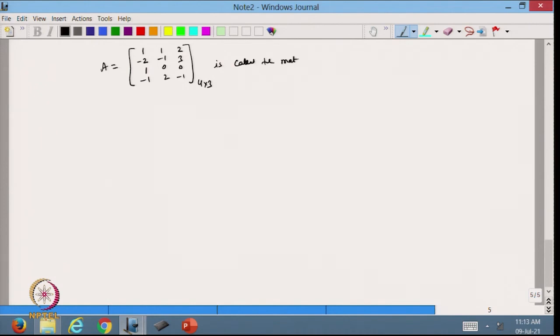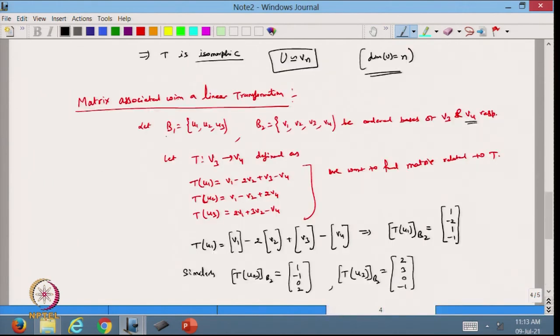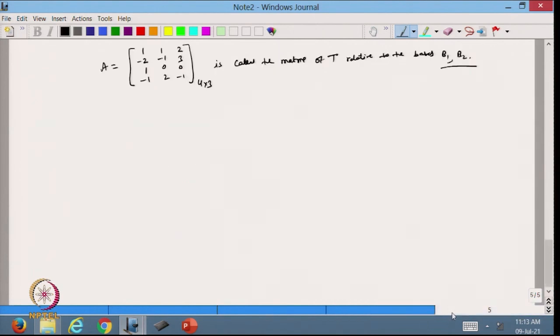So this matrix is called the matrix of linear transformation T relative to the basis B1, B2, because here we are taking the basis B1 and B2, and we are taking ordered bases. Why are we taking ordered bases? Because we are using the corresponding coordinate vector. So if we change the order, the coordinates will change, and that will be a different vector in that case. So this is the corresponding matrix we are able to define.